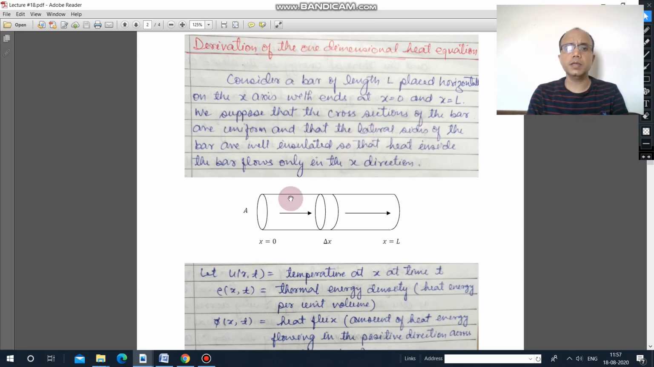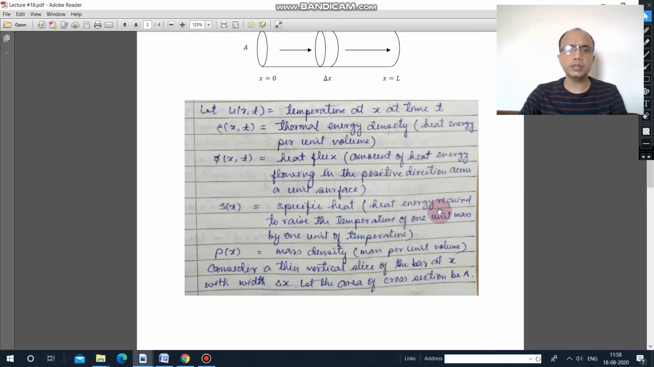lateral sides, lateral meaning the outsides of the bar, are well insulated so that heat inside the bar flows only in the x direction. It means you can assume that the outside area of this bar is coated with a material such that heat cannot enter from outside. So heat will flow from this side to this side, only in the positive direction of the x-axis. Clear? Now just go through these notations.